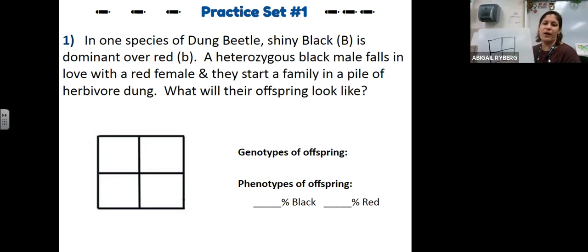If we look at our Punnett square, I said a heterozygous black male. Heterozygous, we know that he has to have two different alleles, so big B, little b. And he falls in love with a red female. The only way to have a red phenotype is little b, little b. Okay. Sorry. Let's go ahead and fill in our square. So this individual is going to be big B, little b, and little b, little b, big B, little b, and little b, little b.